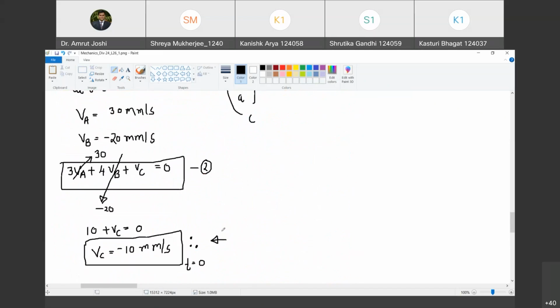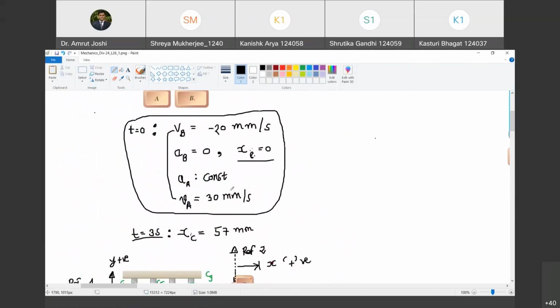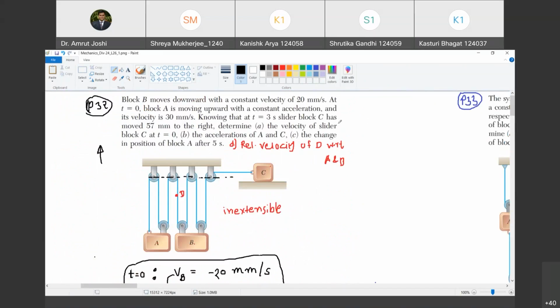Okay, so we have found out the magnitude as well as direction of velocity of block C at time t equal to 0. We have answered the first question. Are you with me? Yes, sir.